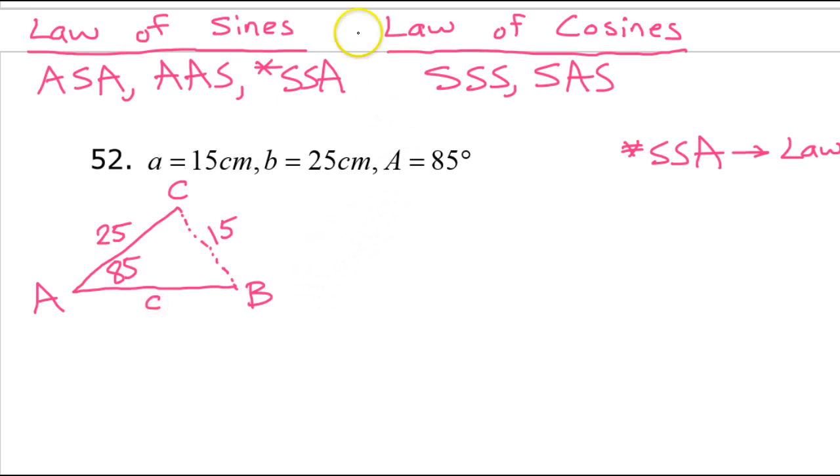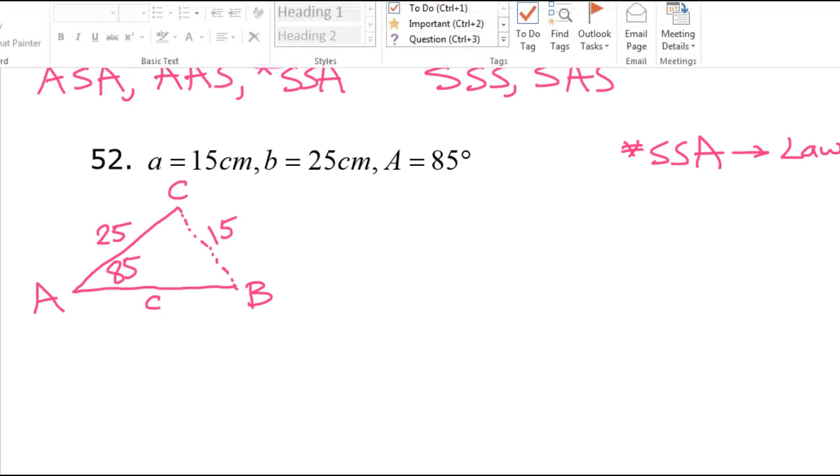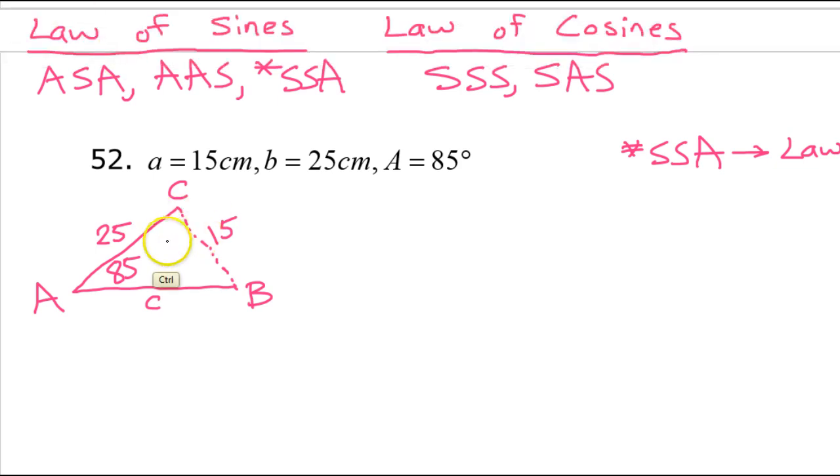Okay, before we do anything else, we have to stop and make sure that this will make a triangle at all. The way we check to see if it will make a triangle at all is by checking the height. So imagine I call this h. I know that the sine of 85 is opposite over hypotenuse. So that would be h over 25. If I multiply by 25 on both sides, that gives me 25 sine 85 is equal to the height.